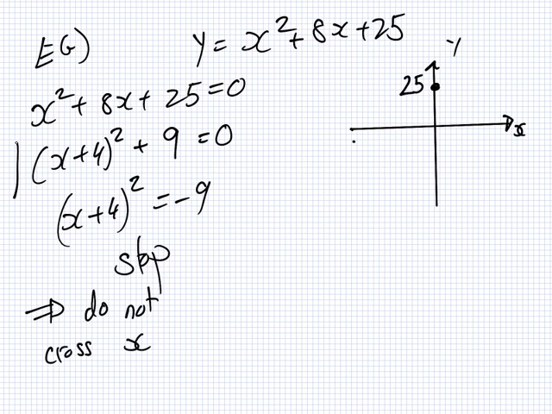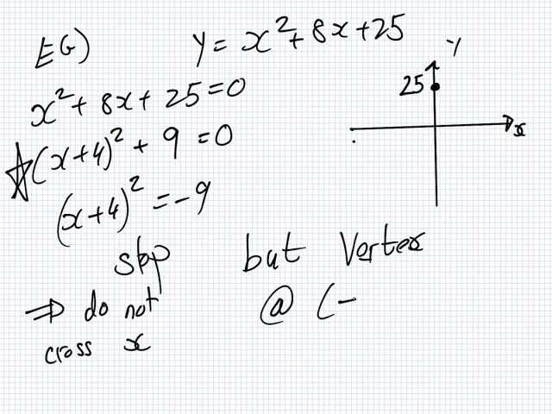Now what we can find is the vertex. If I look here, what's the vertex? The vertex is at, what is it? Minus 4 and 9. So here at minus 4 and 9 is the vertex. The vertex means the minimum here. So the graph will look like this. Down to the minimum, and then, well, you know what a quadratic looks like. This shape.